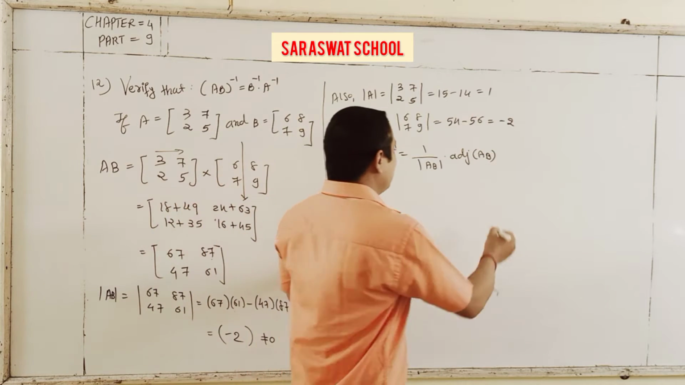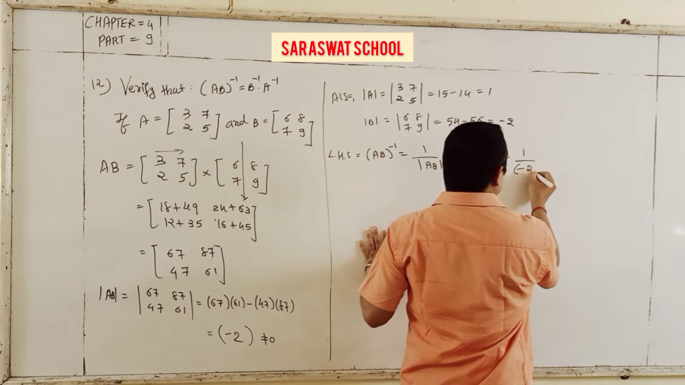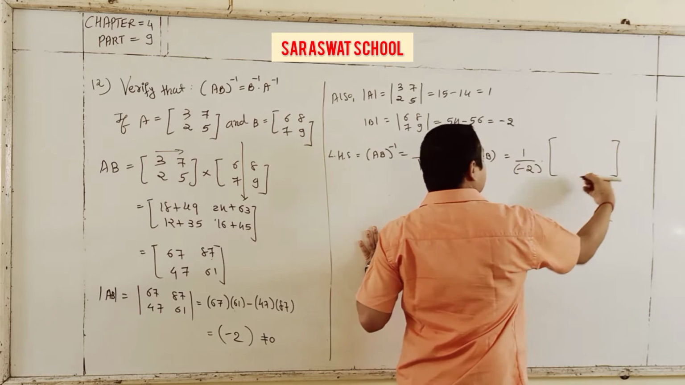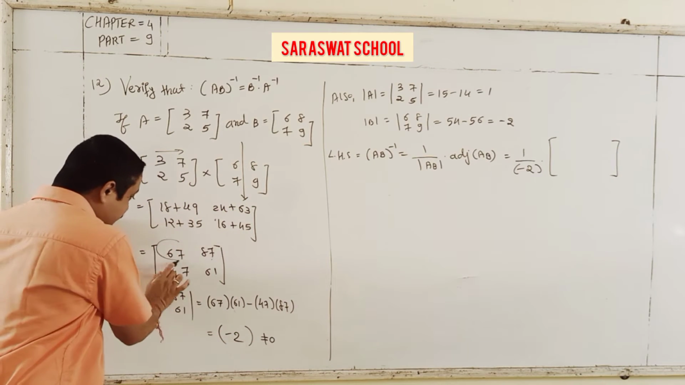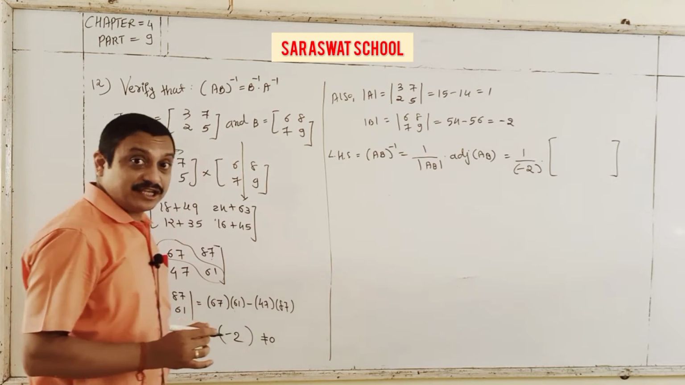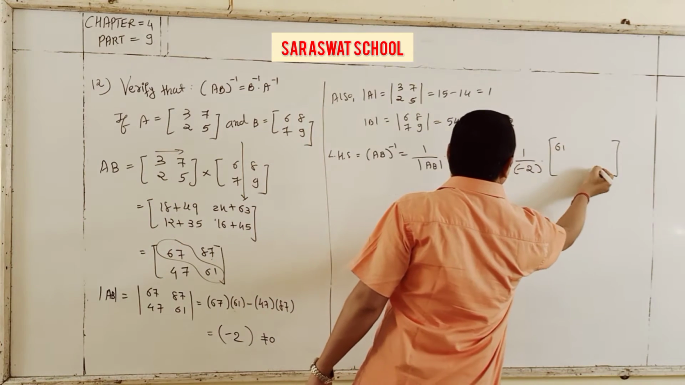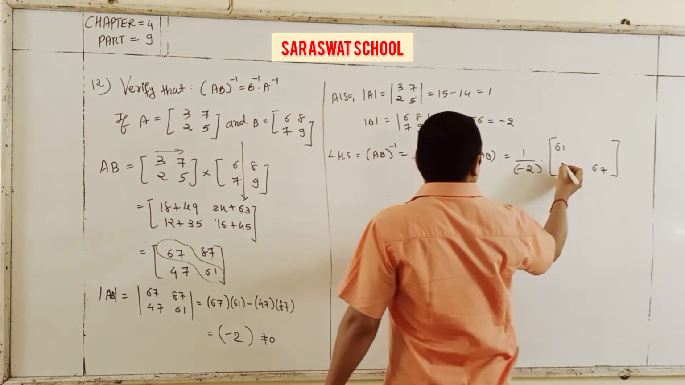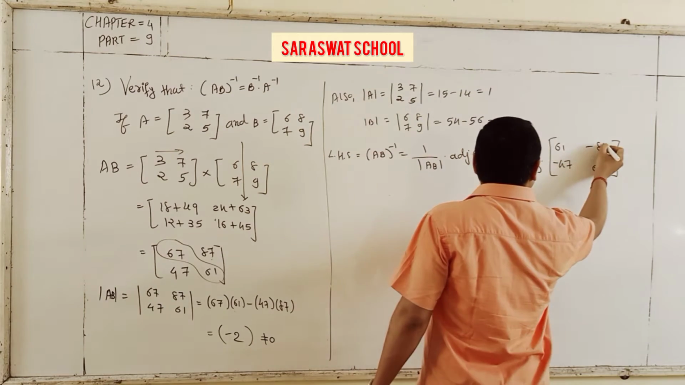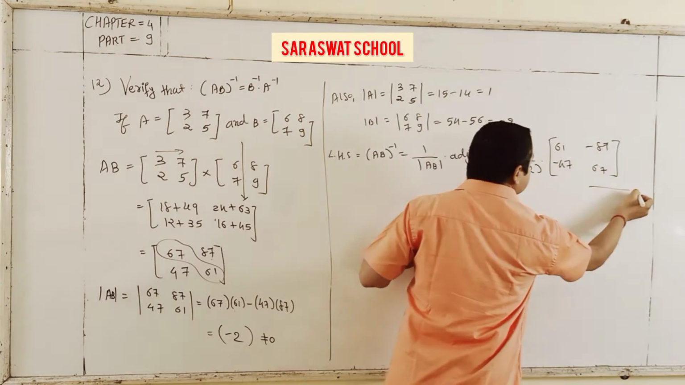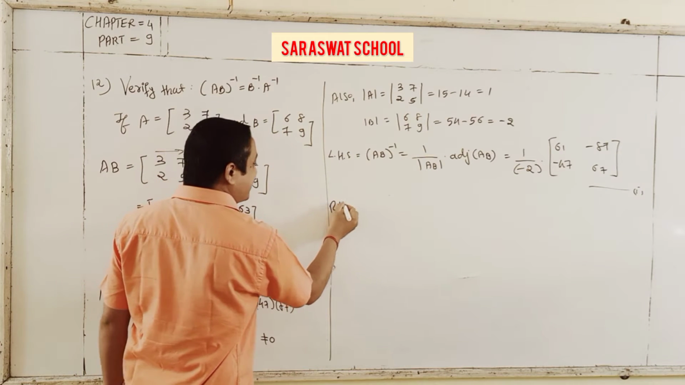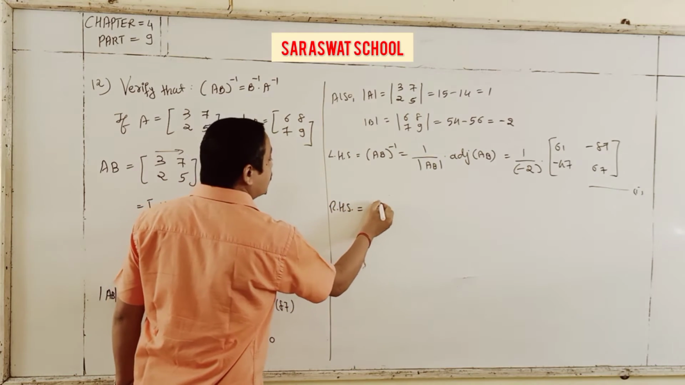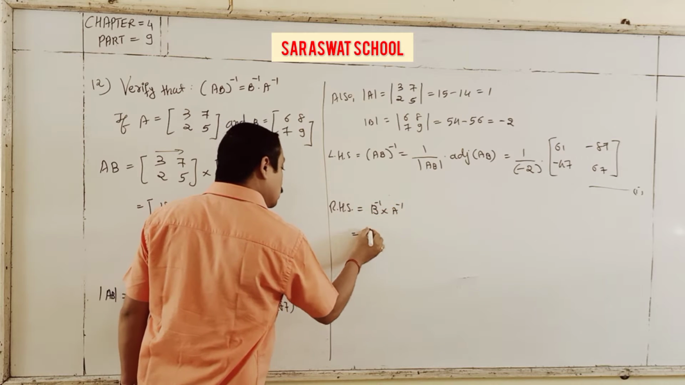Now students, your LHS, AB inverse, is 1 upon determinant AB into adjoint of AB. Very simple. 1 upon determinant AB is minus 2, and the adjoint of AB means: the principal diagonal changes positions, giving 61 and 67, and the secondary diagonal changes sign. That's statement 1. Now I go to the RHS. It's very easy. It is B inverse, A inverse, which I know.